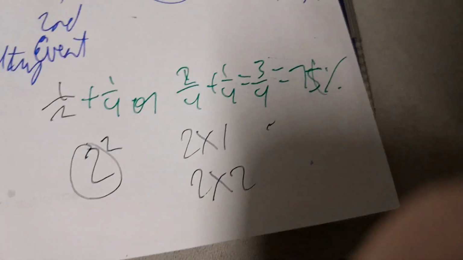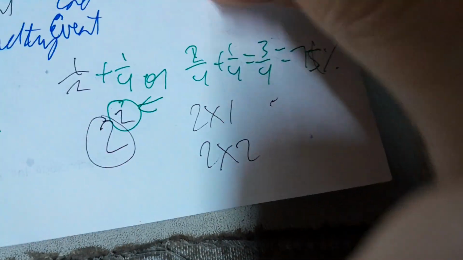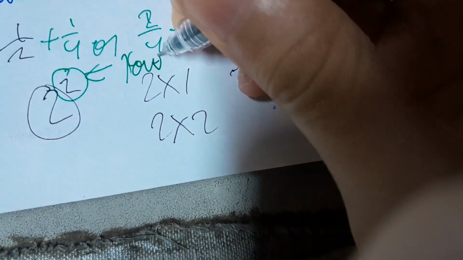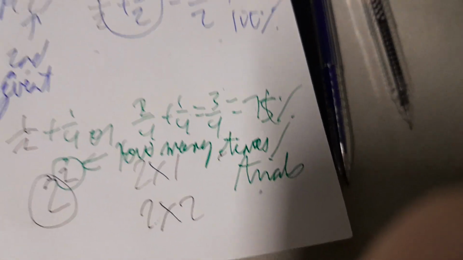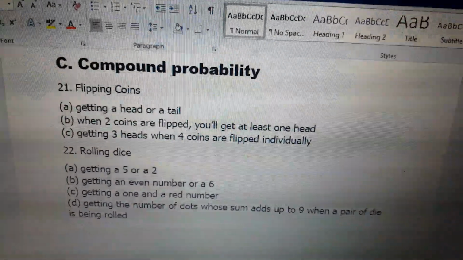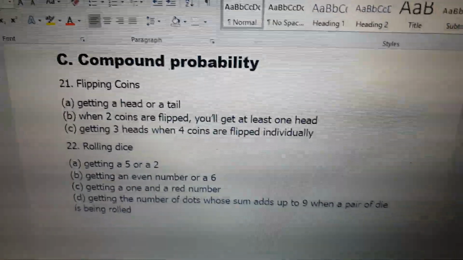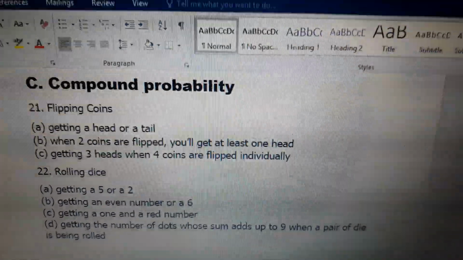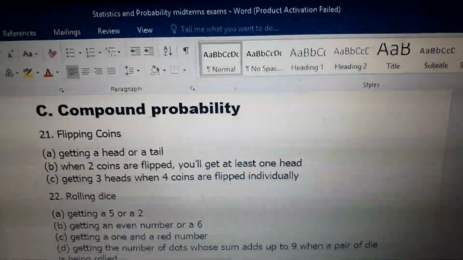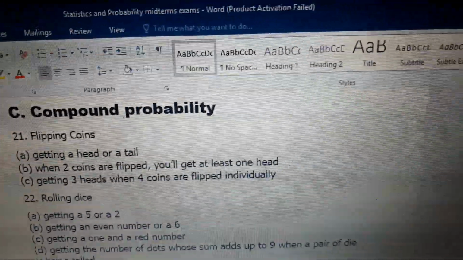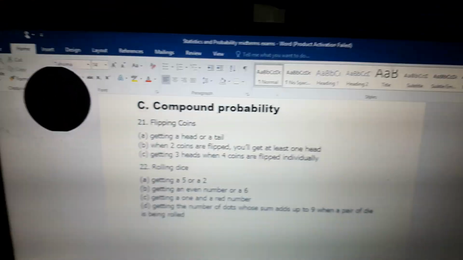And then the exponent here talks about how many times or trials. Alright? So now let's go back to this example. So when you get 3 heads, getting 3 heads when 4 coins are flipped individually. So, di ba remember, we're gonna multiply because this is n, di ba? And just like I told in factorials, we multiply because it's the and rule. Tama? So, ganito kasi yun.